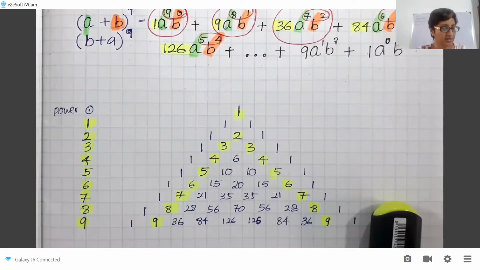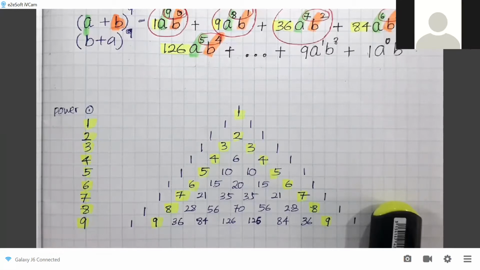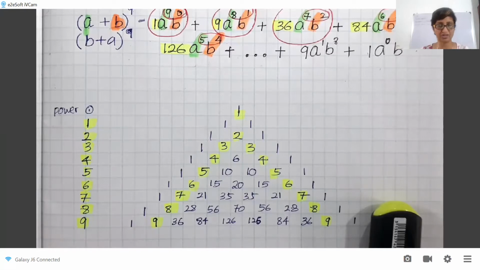First bullet point: if the power is n, there are blank terms in the expansion. How many? If the power is n, how many terms are there in the expansion? N plus 1. Very good. There are n plus 1 terms in the expansion. Put a bracket around n plus 1. If the power is n, there are n plus 1 many terms in the expansion.